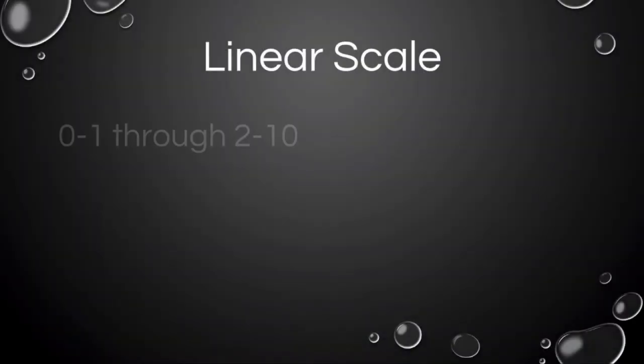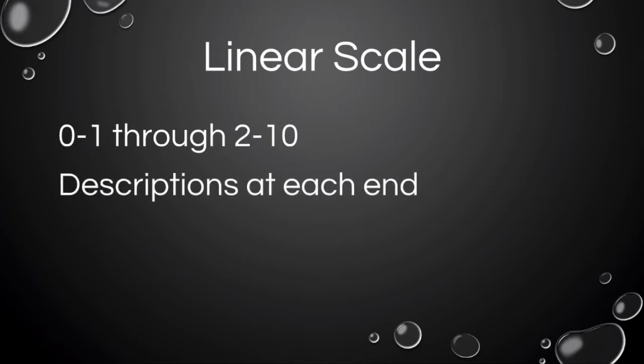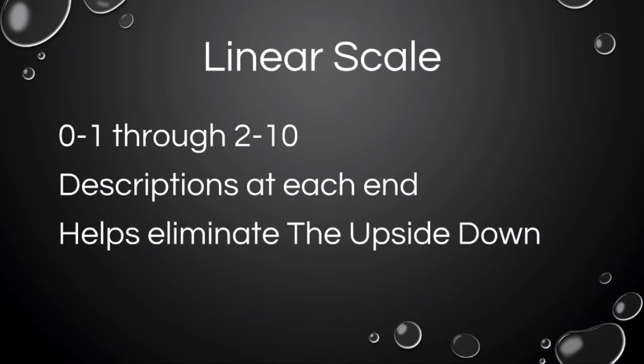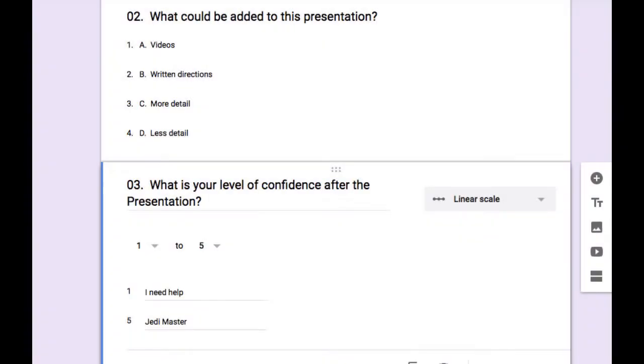Linear scale. You can set the linear scale from 0 to 1, and that 1 can be changed to be a number 2 through 10. So it can be 0 to 2, 0 to 10. You can put descriptions at each end, and that eliminates that confusing you got all 5s on some sort of an evaluation, and people thought that was the best when it really meant that you were at your worst. This helps eliminate the upside down, as I described.